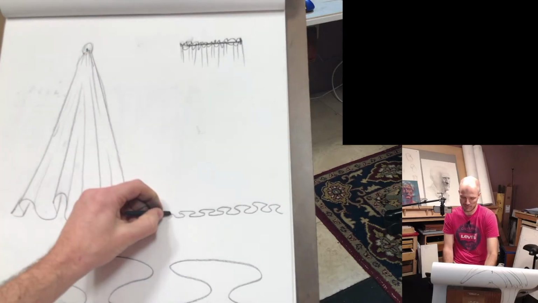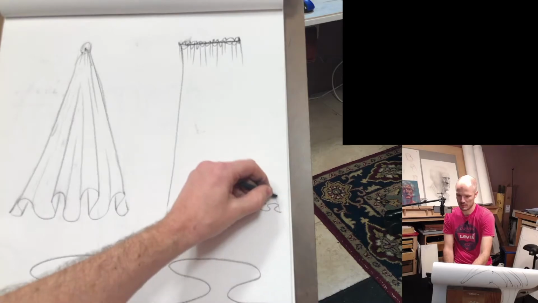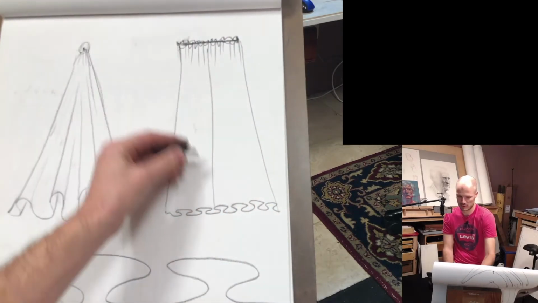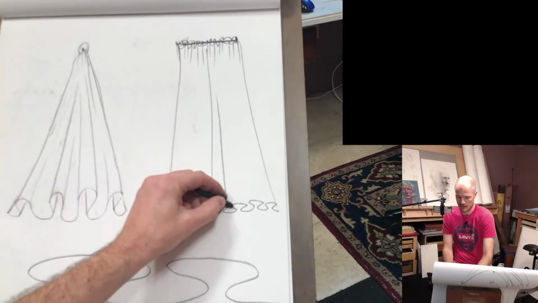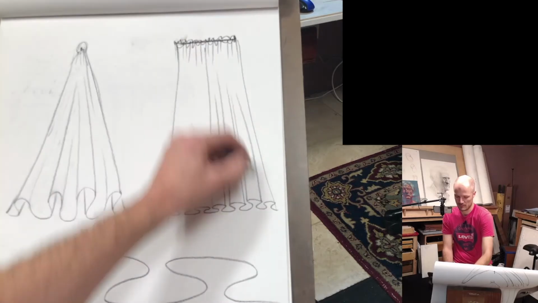So this edge of the fabric is gonna go up to that edge. This edge of the fabric is gonna go up to this edge. The center of the fabric is gonna go towards the center. And I'm just gonna split the difference here.